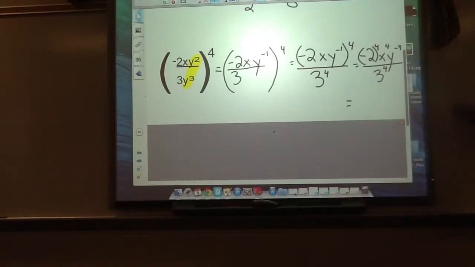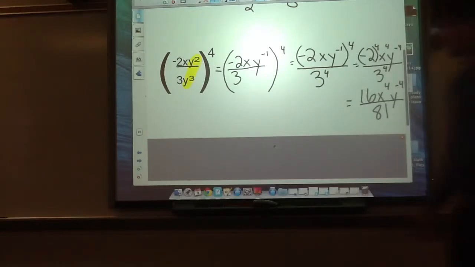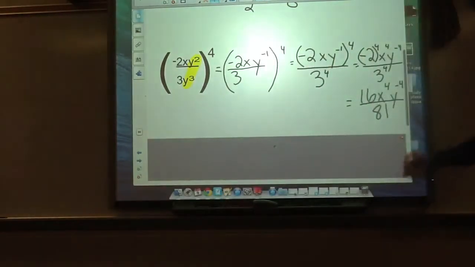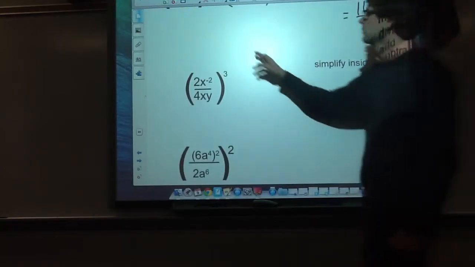But in our final step now, let's go ahead and work this out. Negative 2 to the 4th power will be positive 16. Everything else remains the same up there. In the bottom, we'll get 81. All right, let's do another one like that.